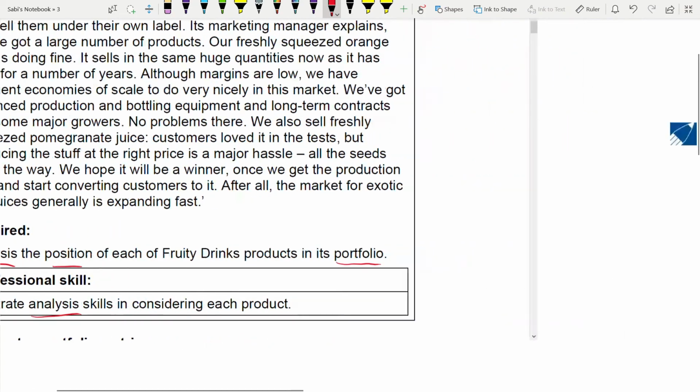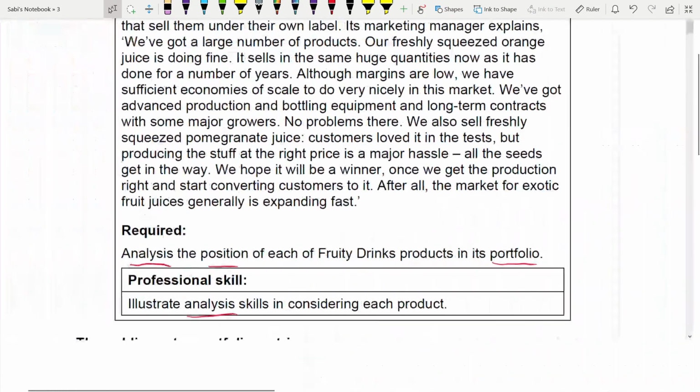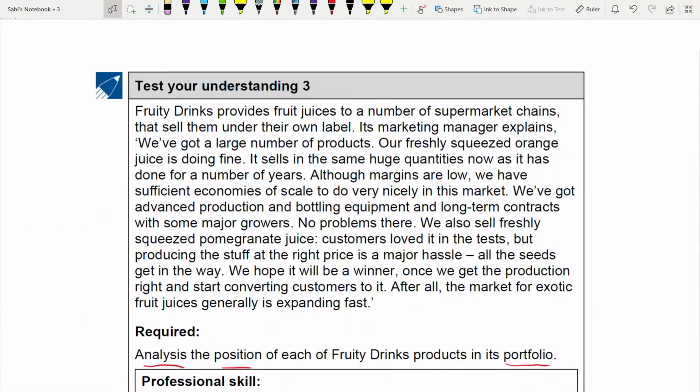I'm going to show you how you show the analysis skill. Before going to the answer, let us read some important things. Orange juice. I'm just going to highlight the important things. They sell in huge quantities, but the margins are low. And this huge quantity did not change for a number of years. It was the same. So quantity did not change, margins are low, and they have sufficient economies of scale also.